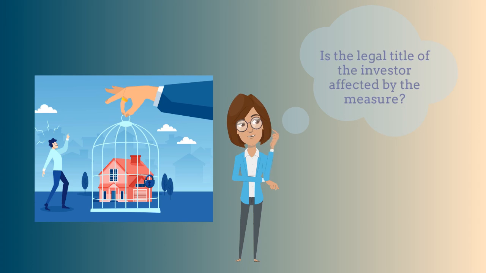The burning question would be whether the legal title of the foreign investor has been affected by the host state's measure. Whether an expropriation has taken place is not always clear-cut. If a direct expropriation occurred for a public purpose in a non-discriminatory and prompt manner and followed with an adequate and effective compensation, then the expropriation may be considered lawful.